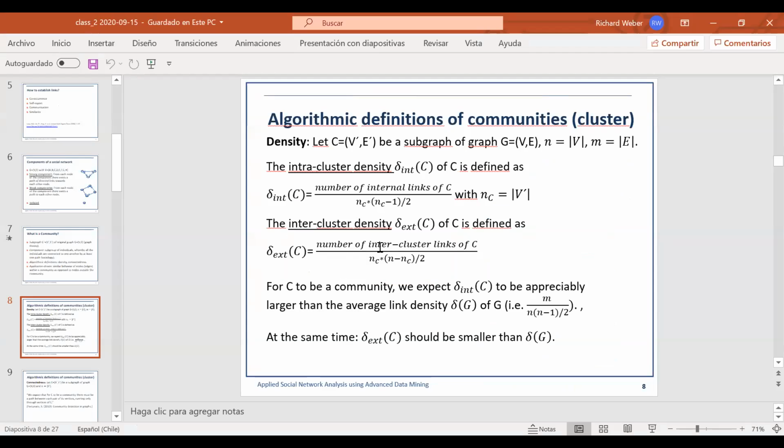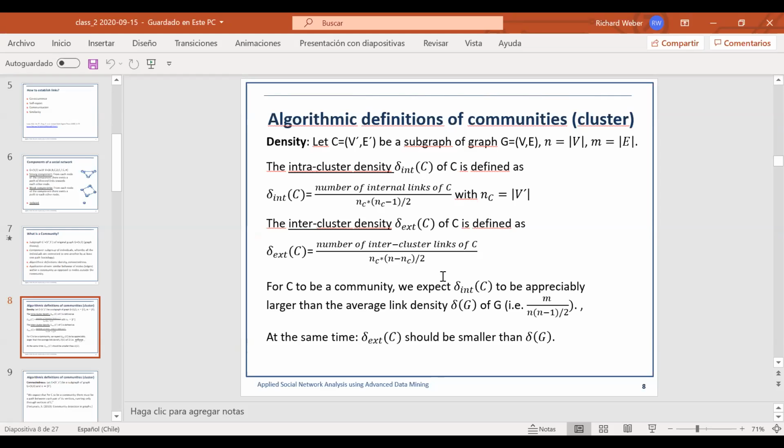Okay, number of intercluster links of C, all those that leave C, divided by all links that could go from C to the rest of the network. The number is like this one here. But now we are not afraid anymore. It's the number of links inside C times the number of candidates. So that's the number of links of the entire network minus those that are inside. So from inside C to outside C, that's the potential number we have, divided by 2. Again, divided by 2 because it's an undirected graph.